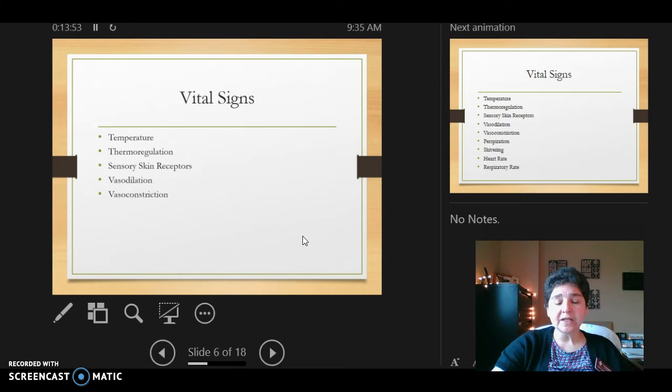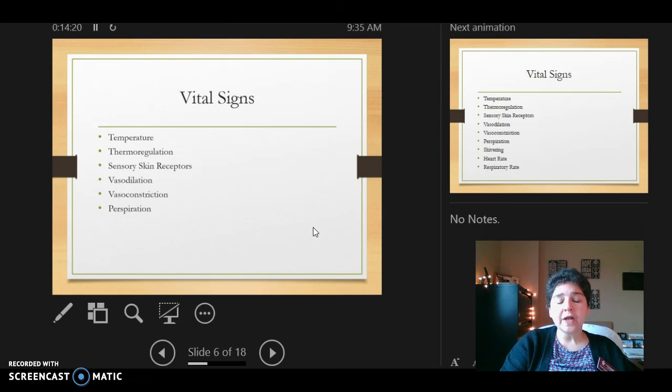So this is a little hint for you. If I ask you what the meaning of vasodilation and vasoconstriction is, you are going to be able to tell me that it is dilation or widening of peripheral blood vessels, and that the peripheral blood vessels are the vessels in the arms and the legs, and they are away from the trunk of the body, as well as vasoconstriction, the opposite.